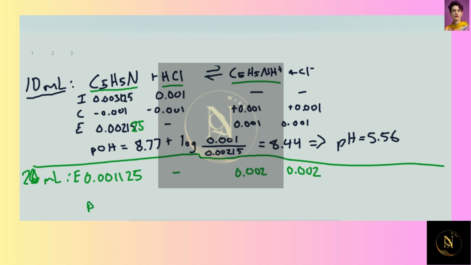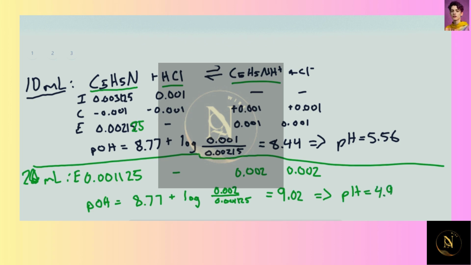So again, we use the analog of the Henderson-Hasselbalch equation to calculate pOH. So this time we have 0.002 over 0.001125, which is equal to 9.02. And when we convert to pH, it's equal to 4.98.